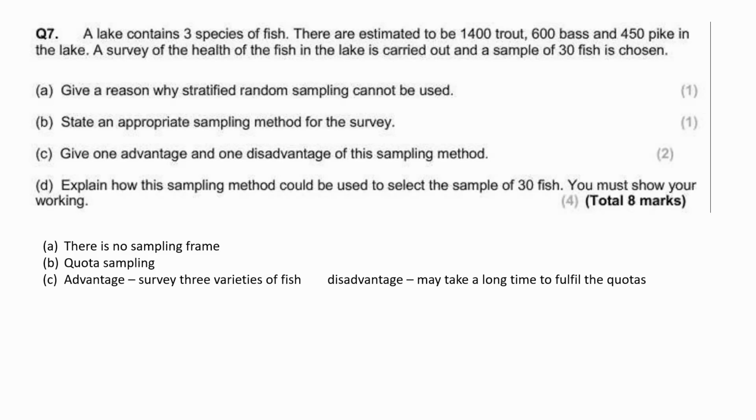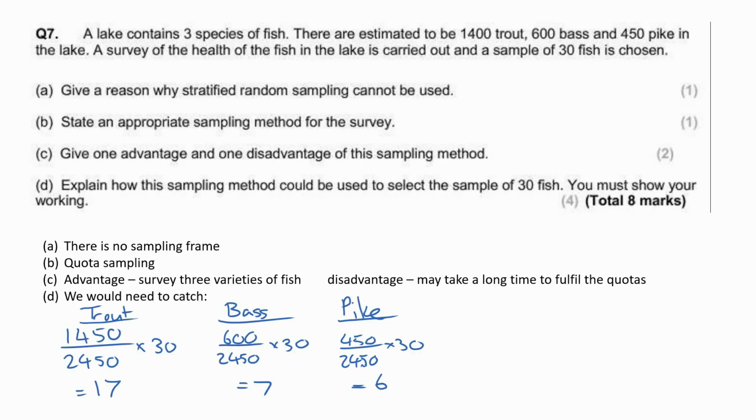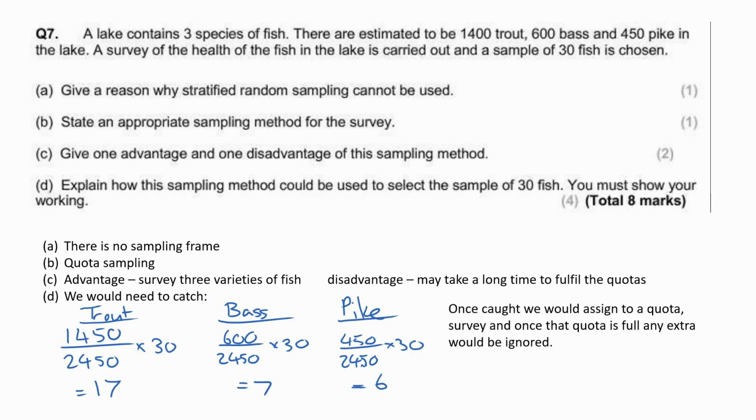Now, how would we do it with 30 fish? So, like the stratified sampling, you'd need to work out the fraction of 30 for each one. So 17 trout, 7 bass, and 6 pike. Now you know how many you need to do in your quota. You're going to have to catch them. Right? You're going to catch them. You're going to assign the data to a quota.